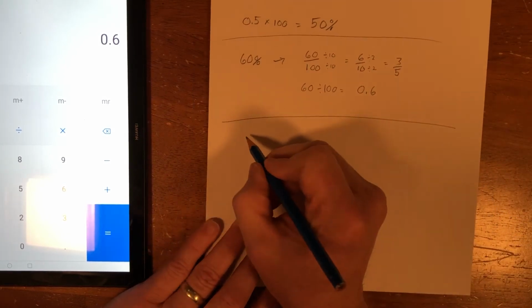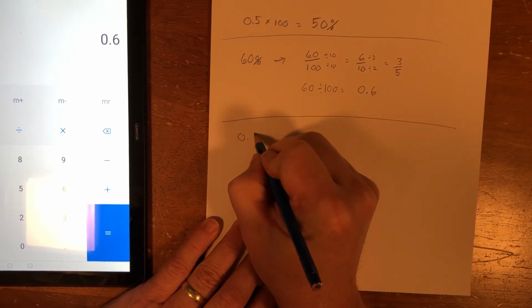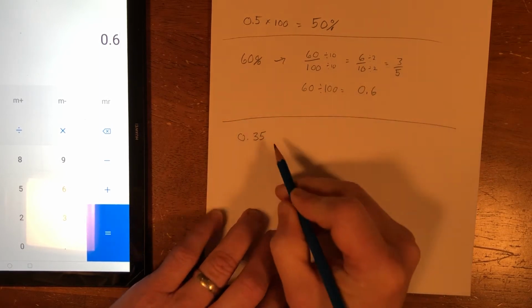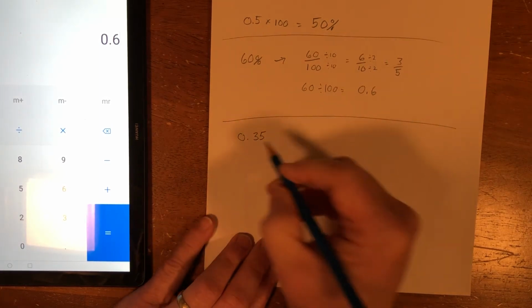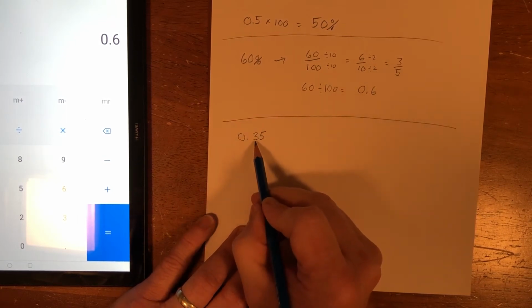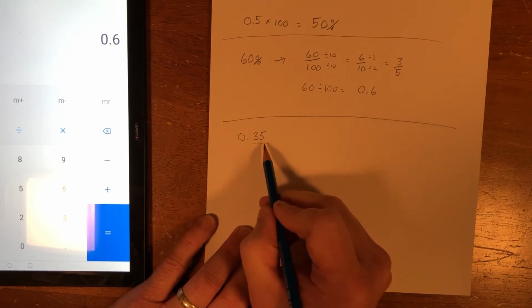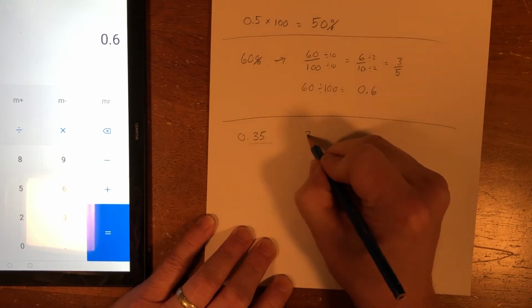And the last one is going from decimals. Let's try 0.35 to go from a decimal to a fraction. Well, to go to a fraction, the first thing that we do is we write whatever's after the decimal as our numerator. So 35.